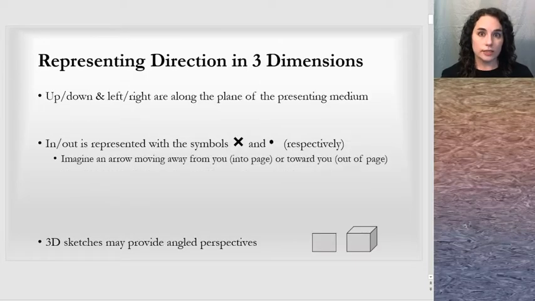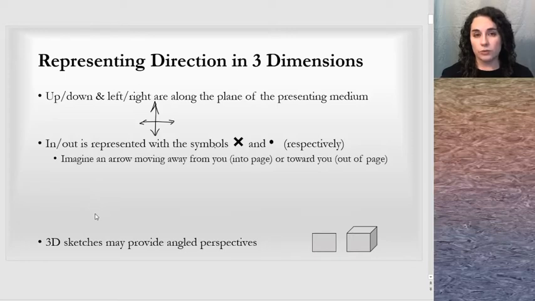Another quick skill that I wanted to put in place as we move forward into representing more complex systems is representing direction in 3 dimensions. Up, down, and left and right are pretty easy to do because they are in the plane of the presenting medium. You can see up, right, left, and down. In and out then require different symbolization in order to construct a 3-dimensional situation. And we do this with the use of an X and a dot, respectively.